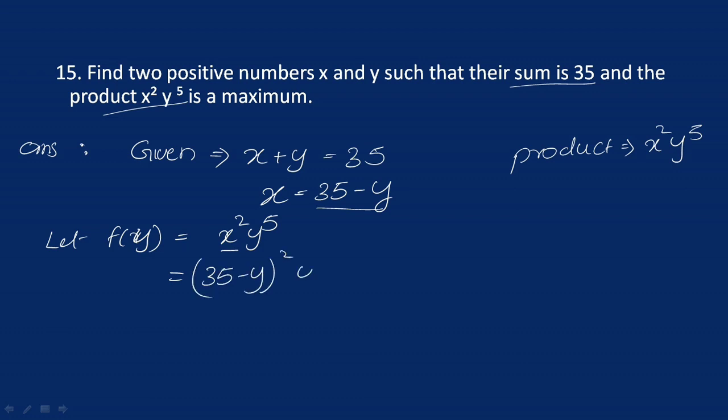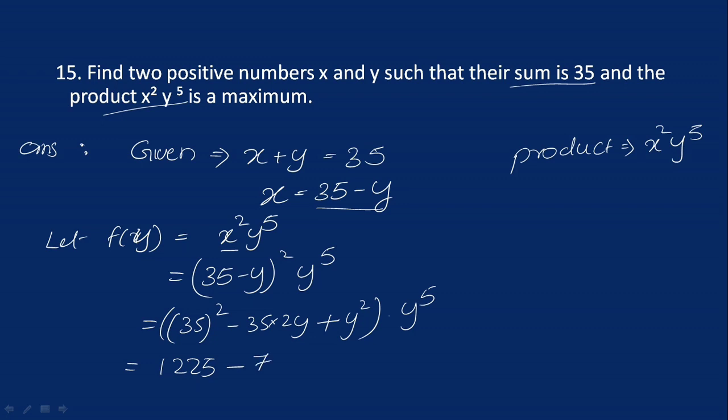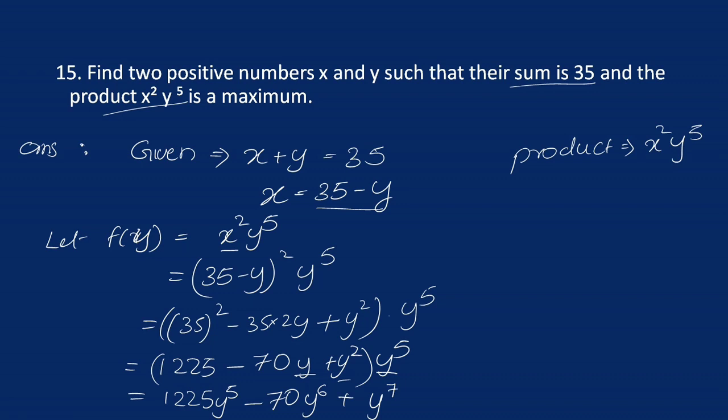Now 35 minus y whole square is 35 square minus 35 into 2y plus y square, into y raised to 5. 35 square is 1225, and 35 into 2 is 70, so minus 70y plus y square, into y raised to 5. Taking y raised to 5 inside the bracket, we have 1225 y raised to 5 minus 70 y raised to 6 plus y square into y raised to 5, that is y raised to 7. So that is f of y.